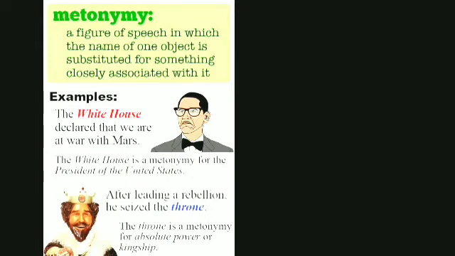The same way, here we can see in the examples, the White House declared that we are at war with Mars. White House is closely associated with the President of United States. So if someone says the White House declares, that means the President of United States declares. After leading a rebellion, he seized the throne. The throne is a metonymy of absolute power. So I hope you understood what is metonymy.